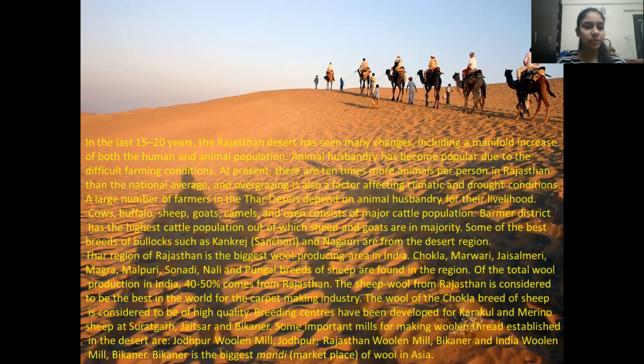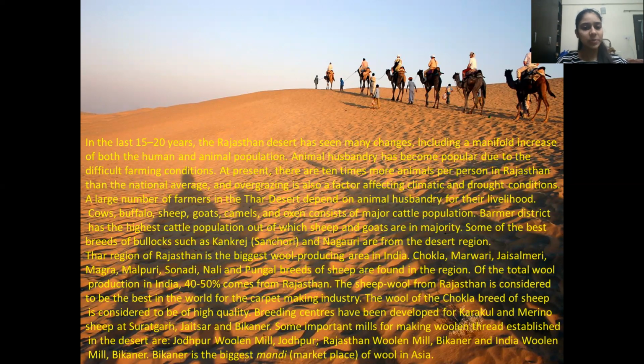In the last 15-20 years, the Rajasthan desert has seen many changes, including a manifold increase in both the human and animal population. Animal husbandry has become popular due to the difficult farming conditions. At present, there are 10 times more animals per person in Rajasthan than the national average, and overgrazing is also a factor affecting climatic and drought conditions.